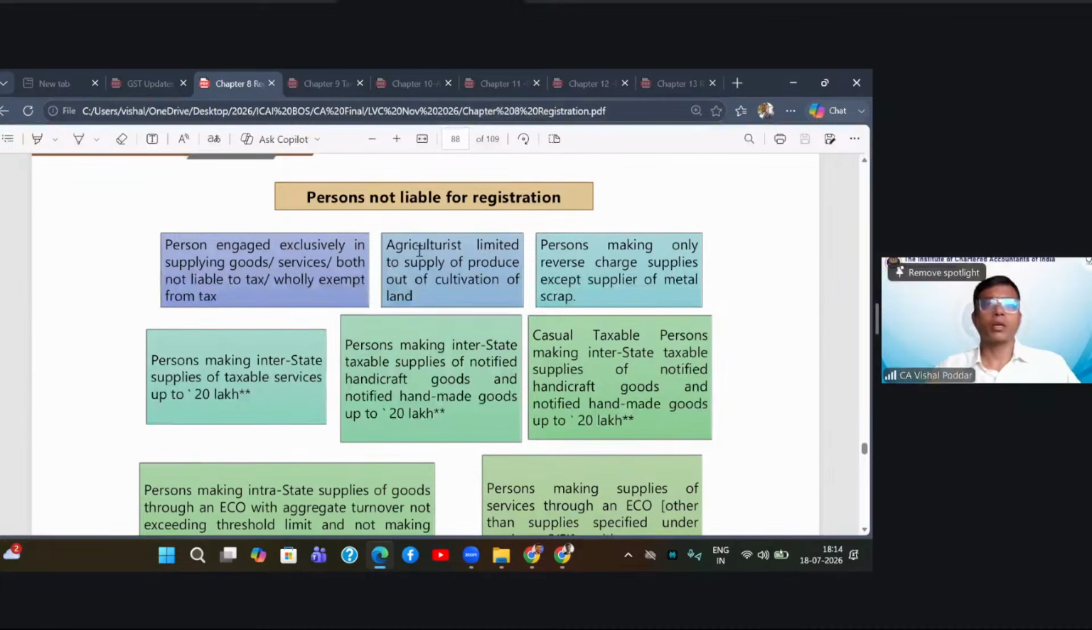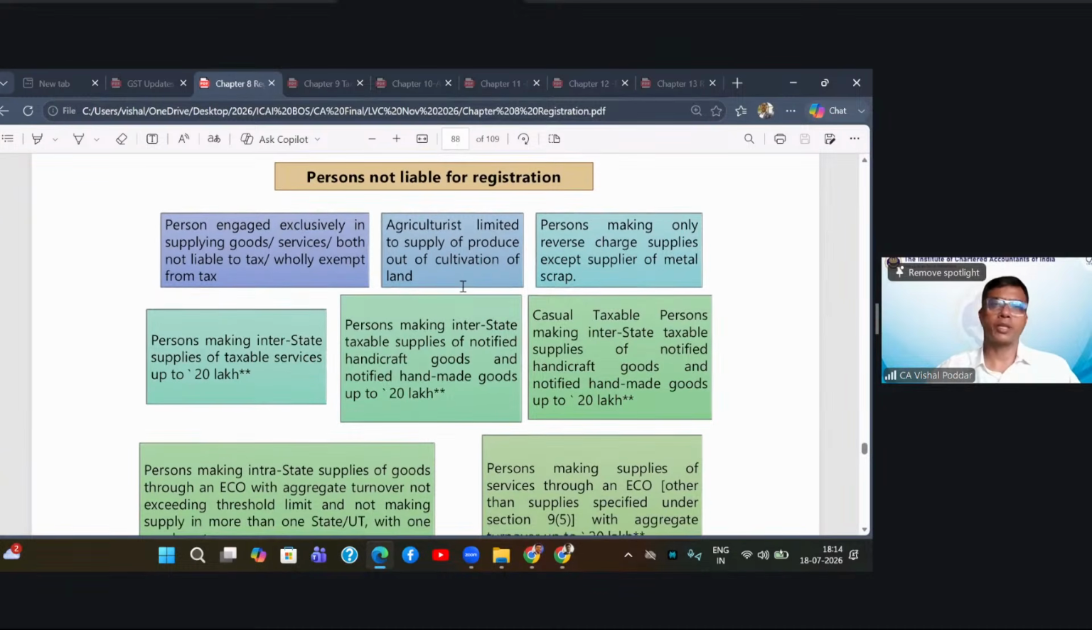Agriculturist, but to the extent of supply made out of cultivation of land. To that extent, the agriculturists need not take registration. Then persons who are making outward supply, where the supply is liable to be taxed under RCM. So the supplier need not pay tax.